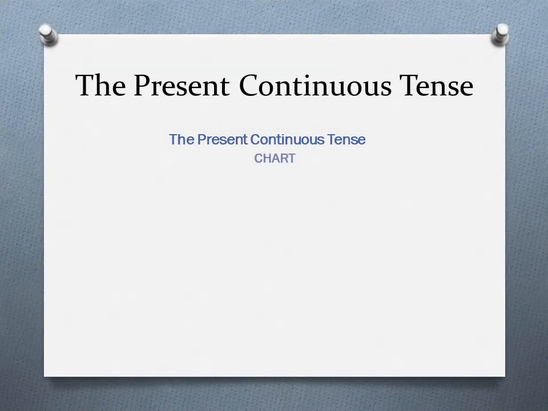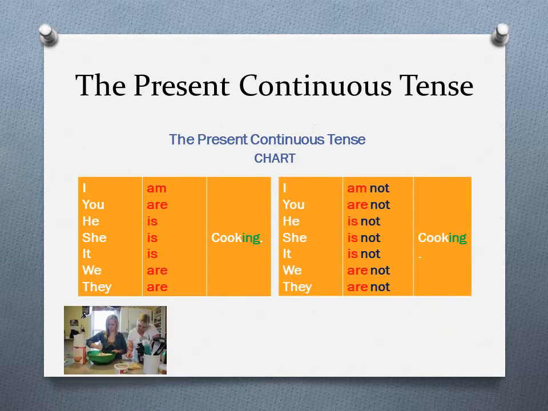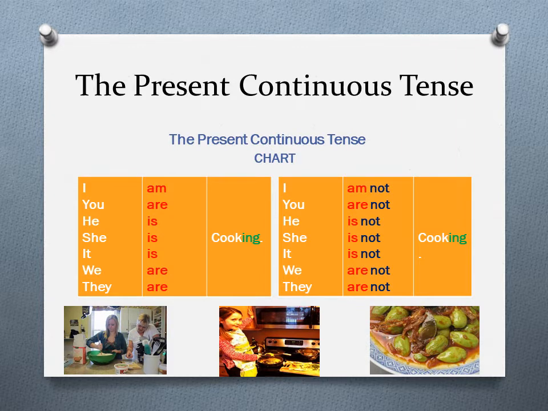But before I start teaching you some spelling rules, let's remember together the positive form and the negative form of the present continuous tense. As you know, positive form begins with a subject plus a form of the verb to be, am, is, or are, plus the main verb, plus the suffix ing. I am cooking, you are cooking, he is cooking, she is cooking, it is cooking, we are cooking, they are cooking.